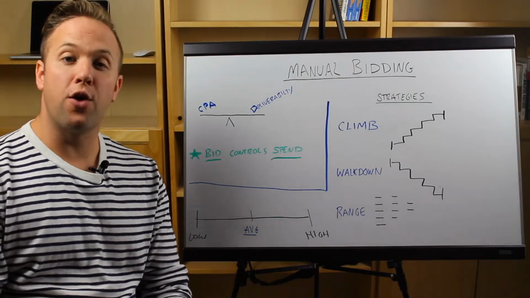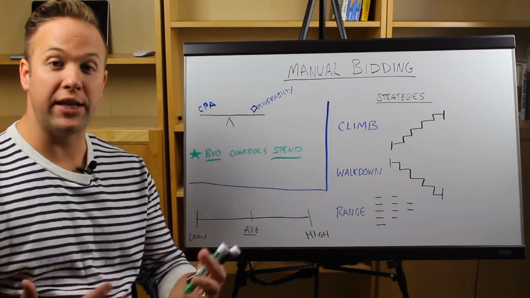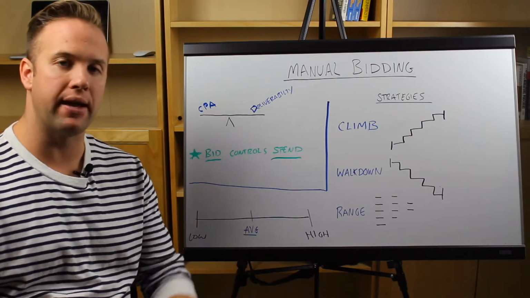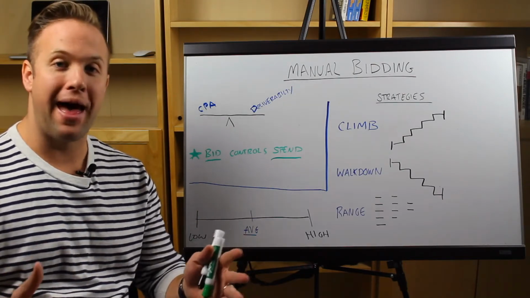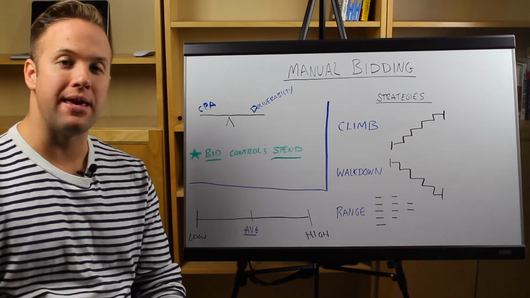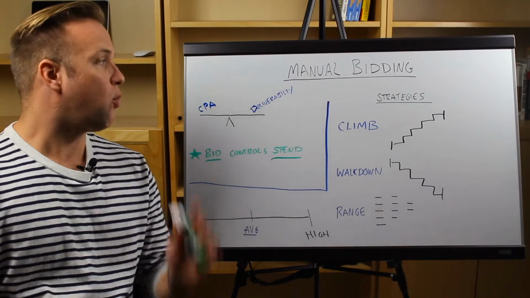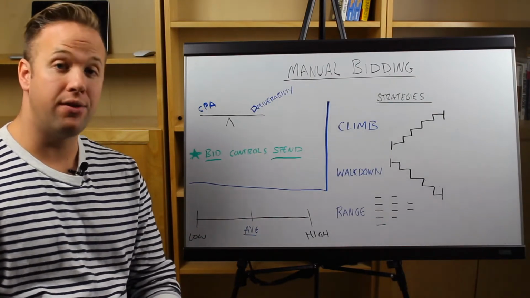All right, in this video, we're gonna go through the nuts and bolts of manual bidding. We've already introduced some of the differences between automatic and manual bidding. We've already let the cat out of the bag that we believe manual bidding to be your ideal strategy for scale. So we're gonna walk through some of the nuts and bolts of how to do that.